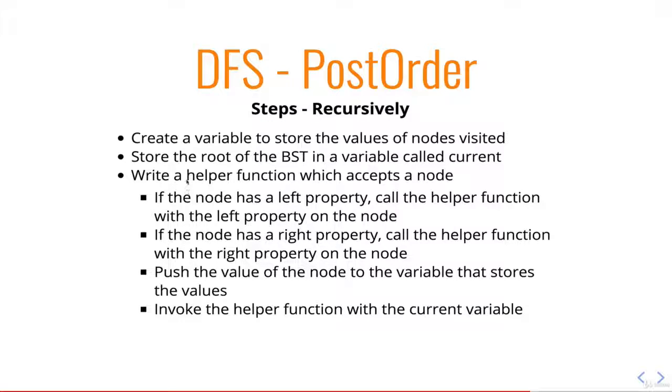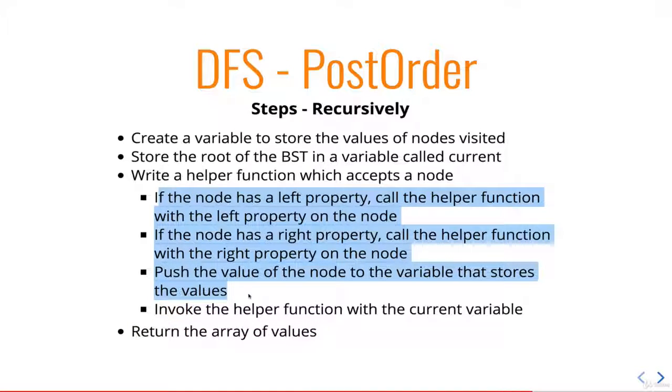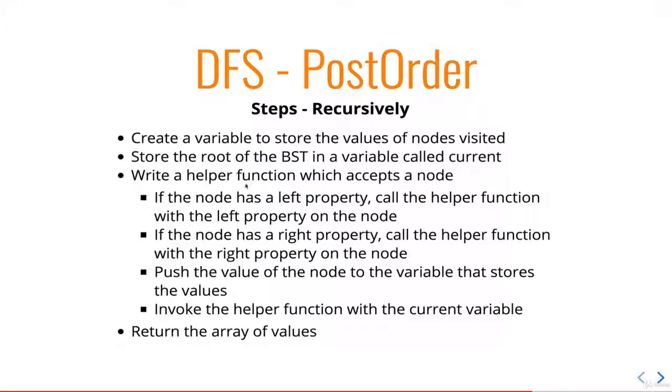We're then going to write a helper function that accepts a node, and recursively, we're going to do these three steps. If there's a left property, call the helper function on the left property. If there's a right property, traverse the right property. And then push the value of the node to our variable that stores our visited values, and then invoke the helper function with the current variable. And then finally return the array of values. So this is copy and pasted from two videos ago, the same pseudocode except the order is different. Rather than pushing first and then doing the left and the right, we're going to explore the left, explore the right, and then push the value in.